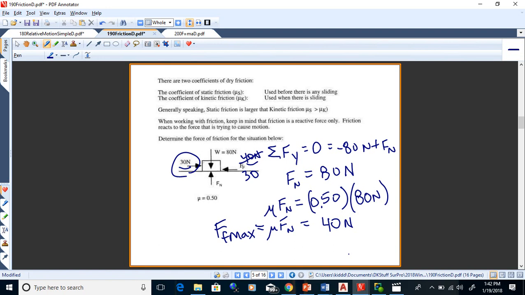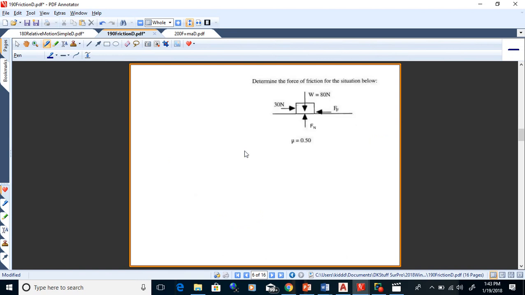Friction is a reactive force. It isn't generated on its own. It reacts to what you're trying to do to the object. So we good with that? So the maximum possible force of friction is 40, but it would only be 30 in that case. Okay.